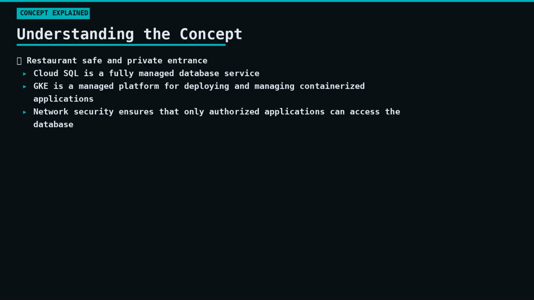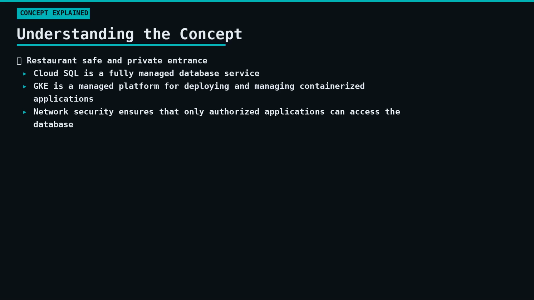To connect to Cloud SQL from GKE, we need to use a secure connection, like a secret password. This is where network security comes in. Network security is like a bouncer who checks the identity of everyone who wants to enter the restaurant. It ensures that only authorized applications can access the database.